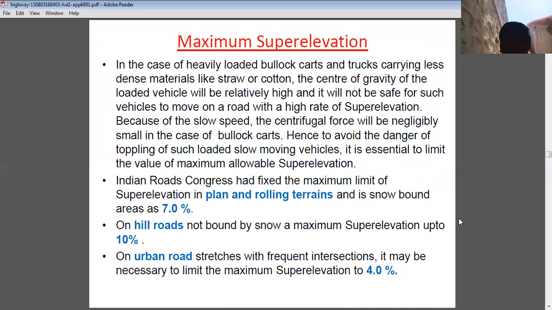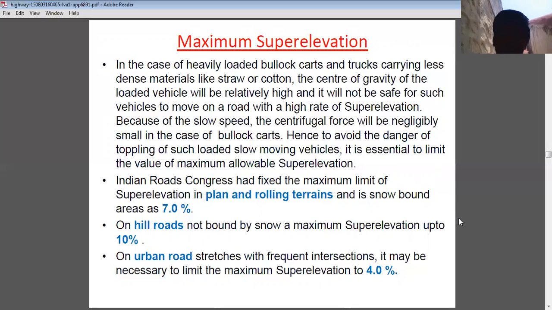It is not safe for such vehicles to move on the road at a slow speed. The centrifugal force will be negligibly small in the case of bullock carts, and to avoid the danger of toppling of such loaded slow moving vehicles, it is essential to limit the value of maximum allowable super elevation.